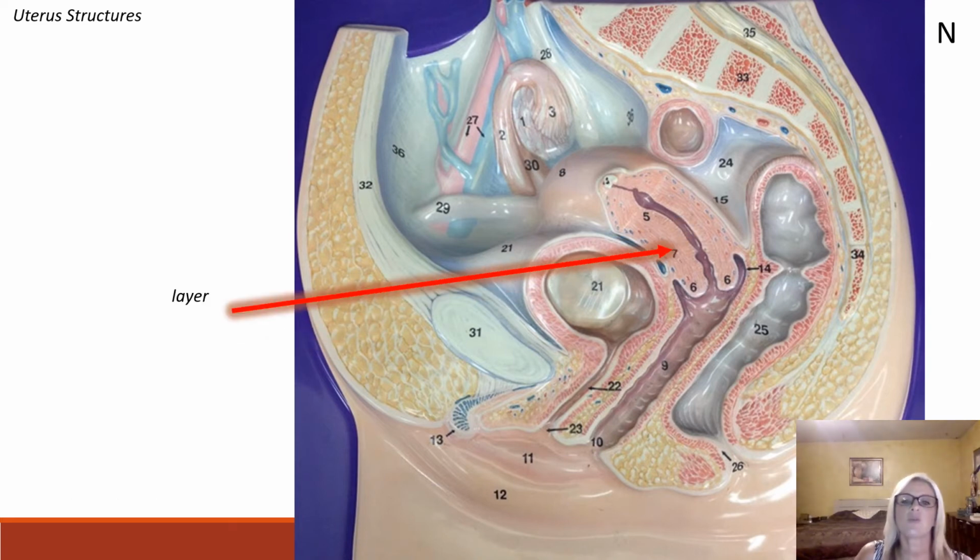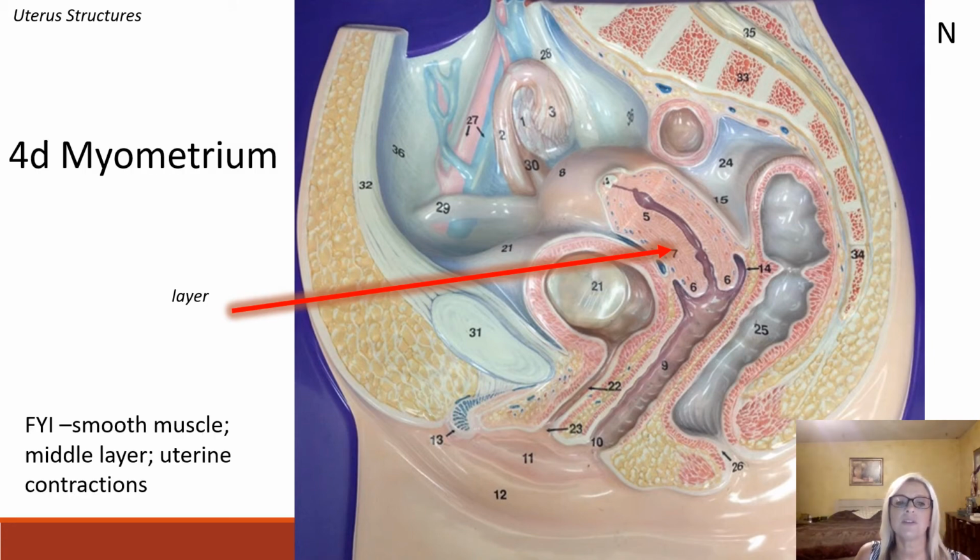All right, so next we have the muscle layer. What is the prefix for muscle? Myo, right? And so this is the myometrium. So this is the smooth muscle layer. This is going to be the middle, and it's going to be the broadest layer here, and this is where uterine contractions occur.